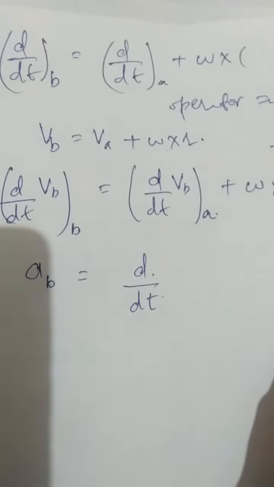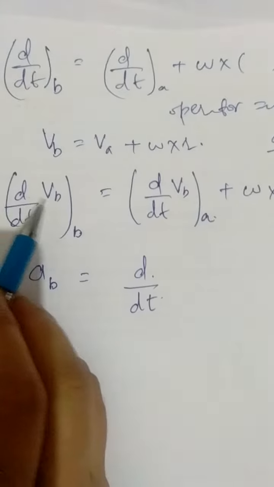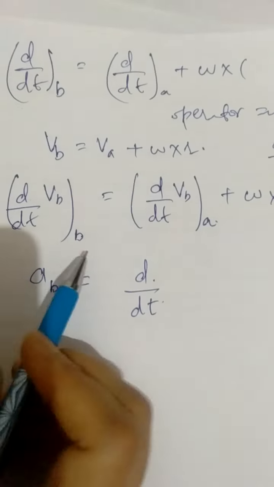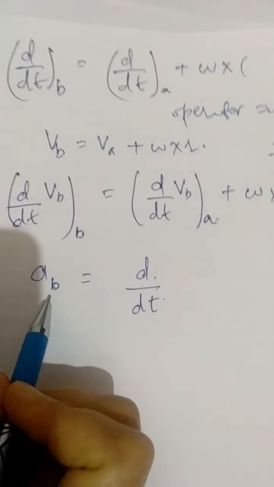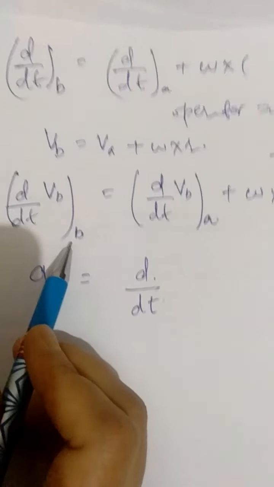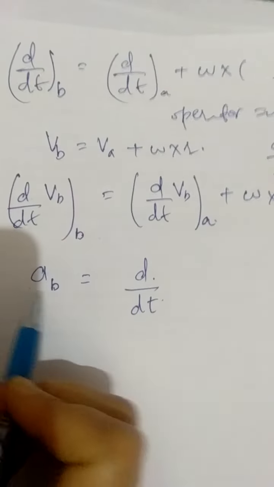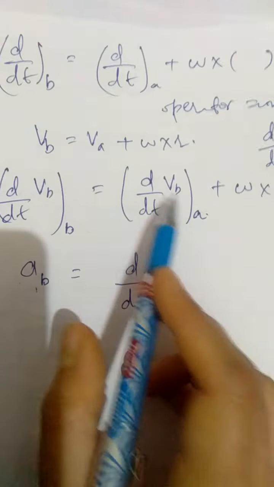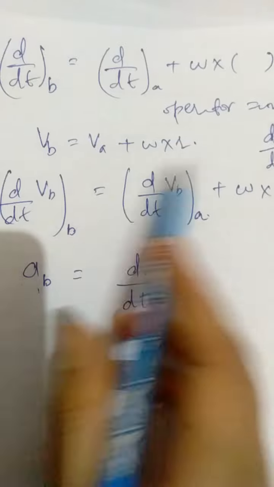Therefore, we have to expand it a bit further. Here there is no confusion. It is velocity in the frame of reference B. Therefore, we can easily say that it is acceleration in the frame of reference B, d by dt of VB in the frame of reference B, right? So that is AB very simply. But here we have to sort this out by expanding VB, by giving it this value.